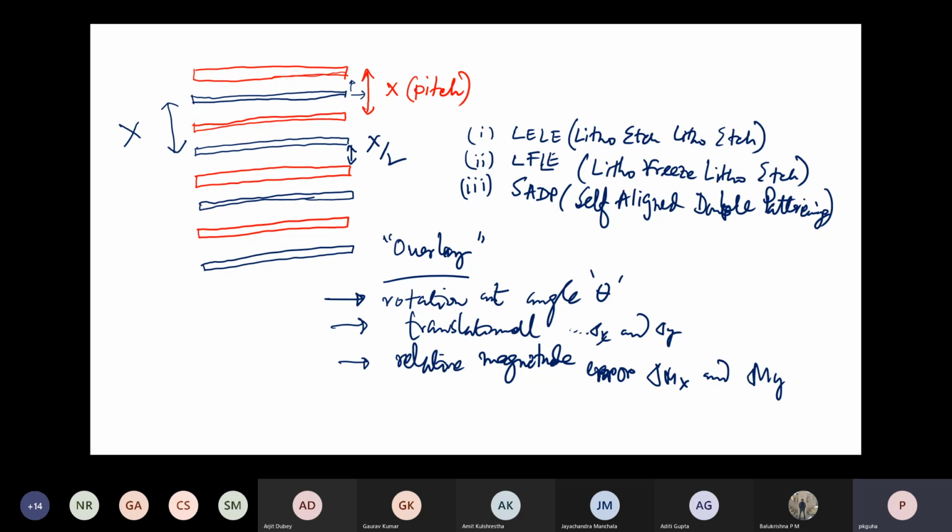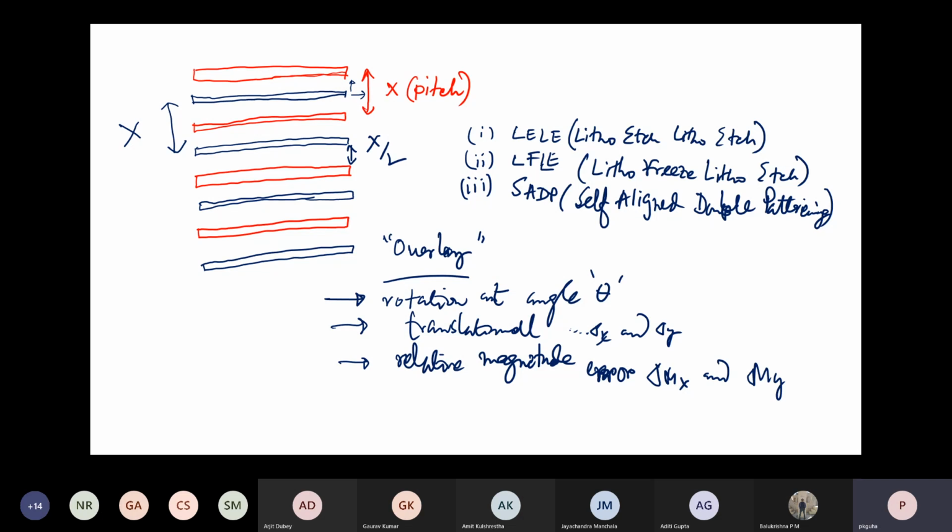But what I want to tell you is how litho-etch, litho-freeze-litho-etch, and self-aligned double patterning, all these techniques work. That part we will elaborate. To some extent we have discussed this in our FinFET fabrication, but let me discuss it more elaborately so that it will be clearer to you.